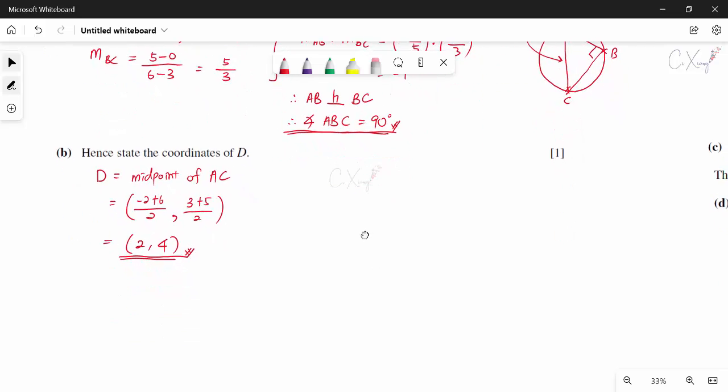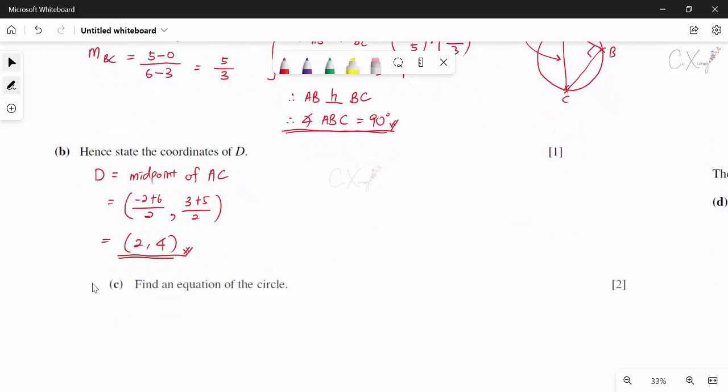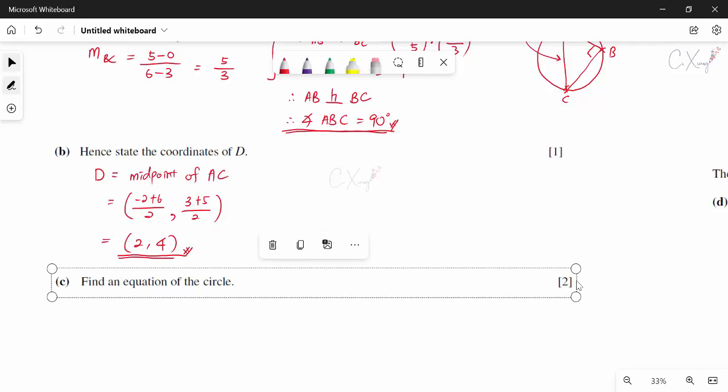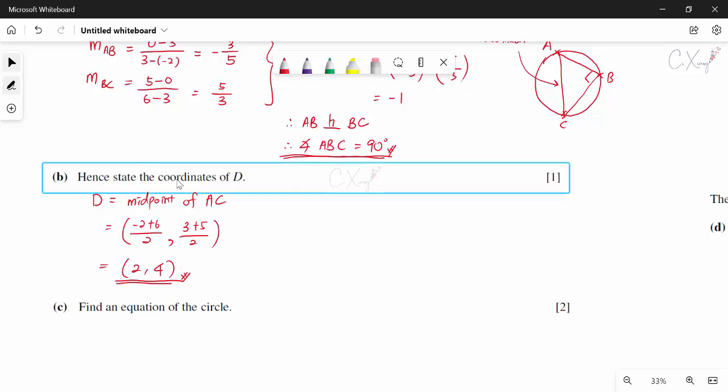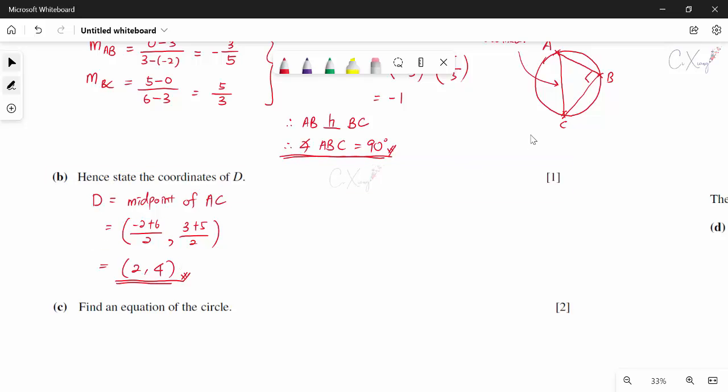Then we continue further to part C. For part C, they want us to find the equation of the circle. We already have the center, and now we want to get the radius. To find the radius, there are a few ways. You can find the length of DC, or the length of DA, or you can find the length of AC and then divide it by 2. There are many ways for you to find the radius. For me, I will find the radius by using AD.